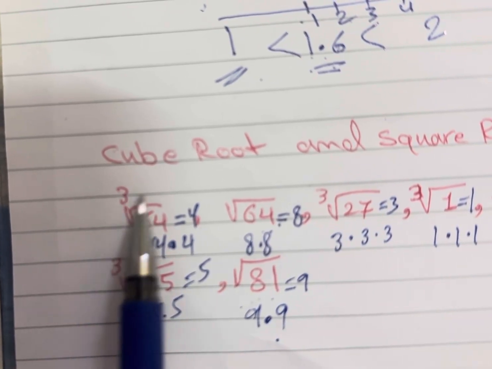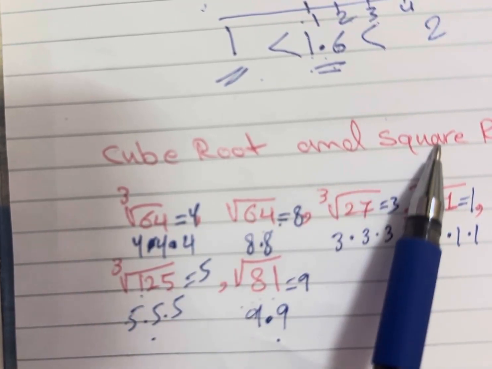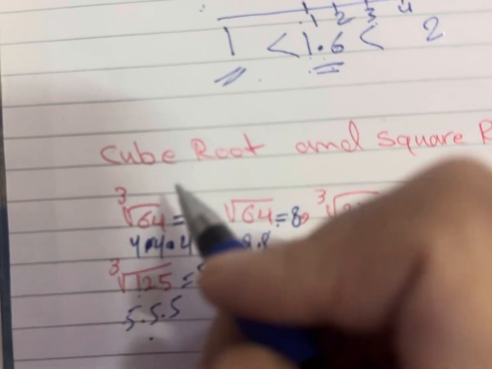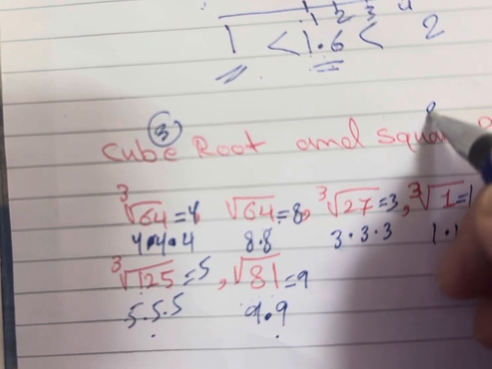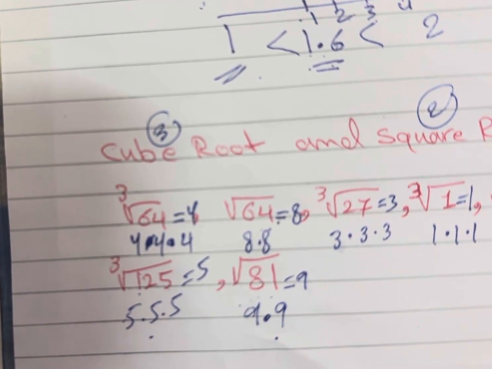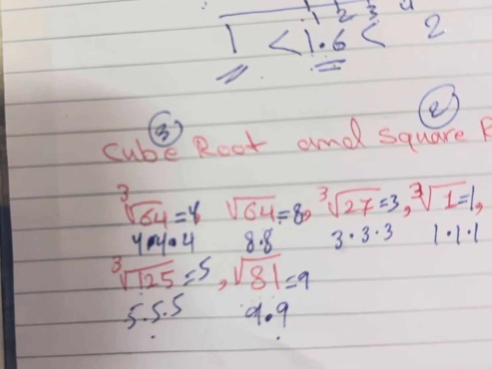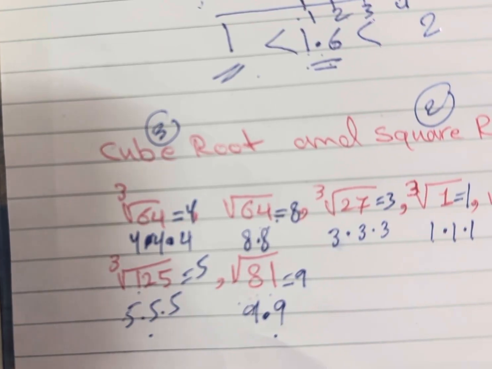So again, what is the difference between cube root and square root? For the cube root, we multiply the same number 3 times, for the square root 2 times. And there is a button on your calculator that gives you the final answer directly. Thank you.